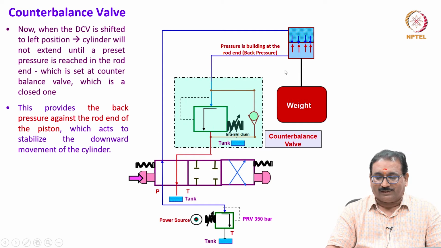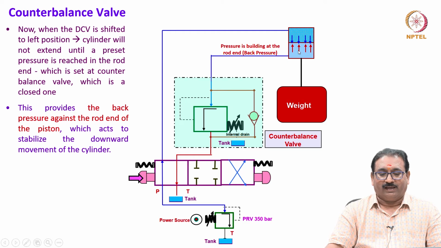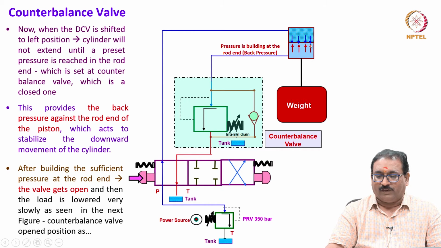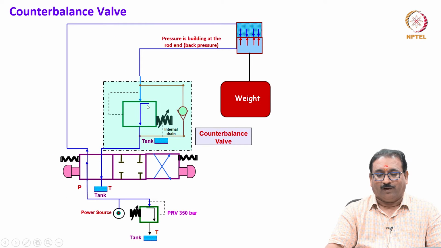This provides the back pressure against the rod end of the piston, which acts to stabilize the downward movement of the cylinder. After building sufficient pressure at the rod end, this valve gets opened, correct, and then the load is lowered very slowly, as seen in the next figure with the counterbalance valve in the opened position. You will see now it is opened. In this figure the valve is opened, oil is going to the tank, meaning the back pressure is already there. It lowers the load very slowly.